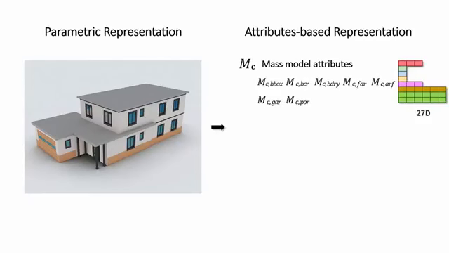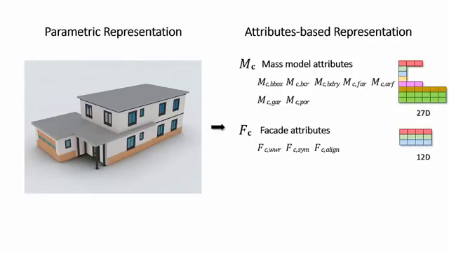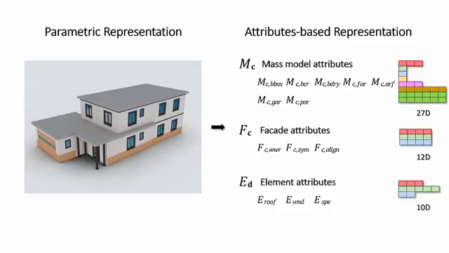Firstly, 7 attributes are defined to describe the mass model of a building. The attributes can be multidimensional, so we show each dimension as a coloured box. 3 attributes describe the facades of a building. Further, 3 attributes describe the element styles of a building, including the roof and window style.